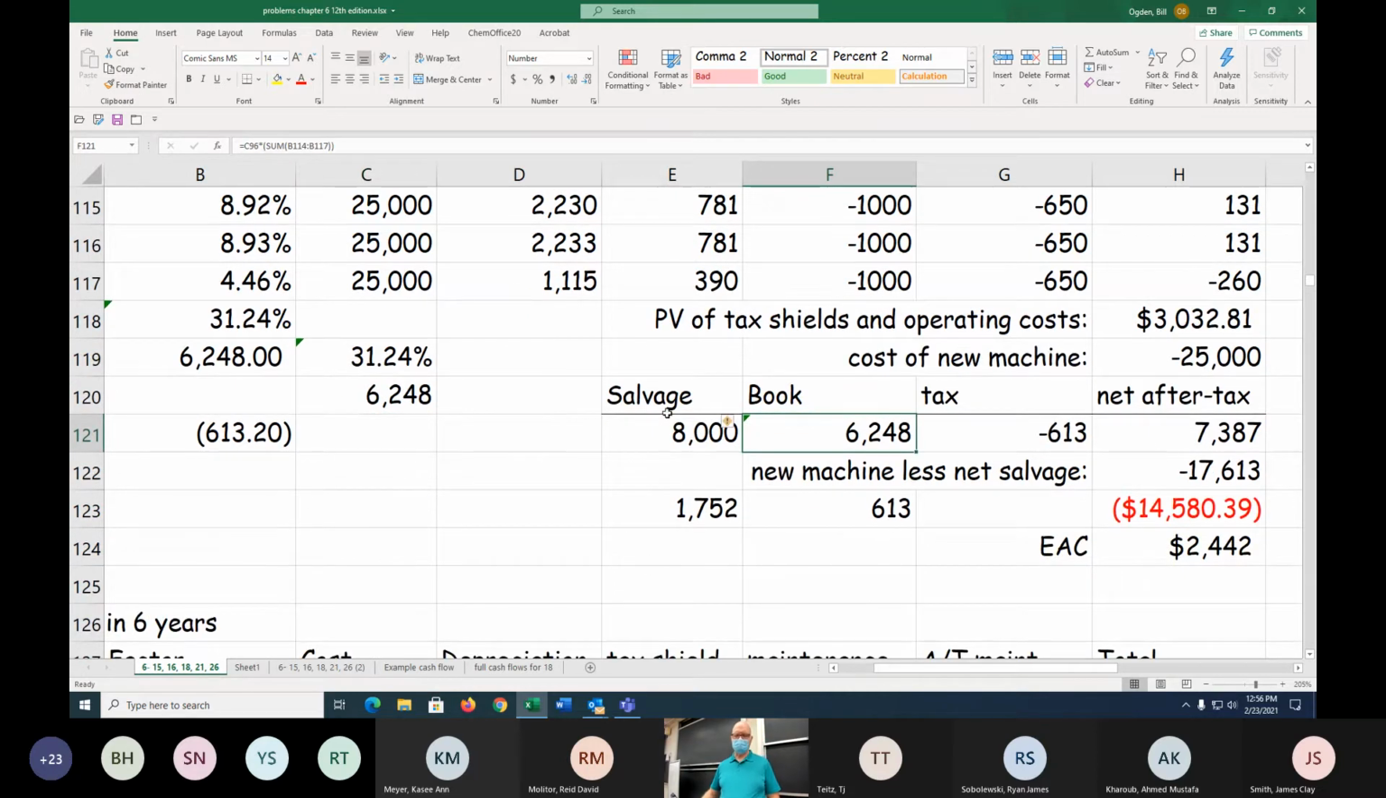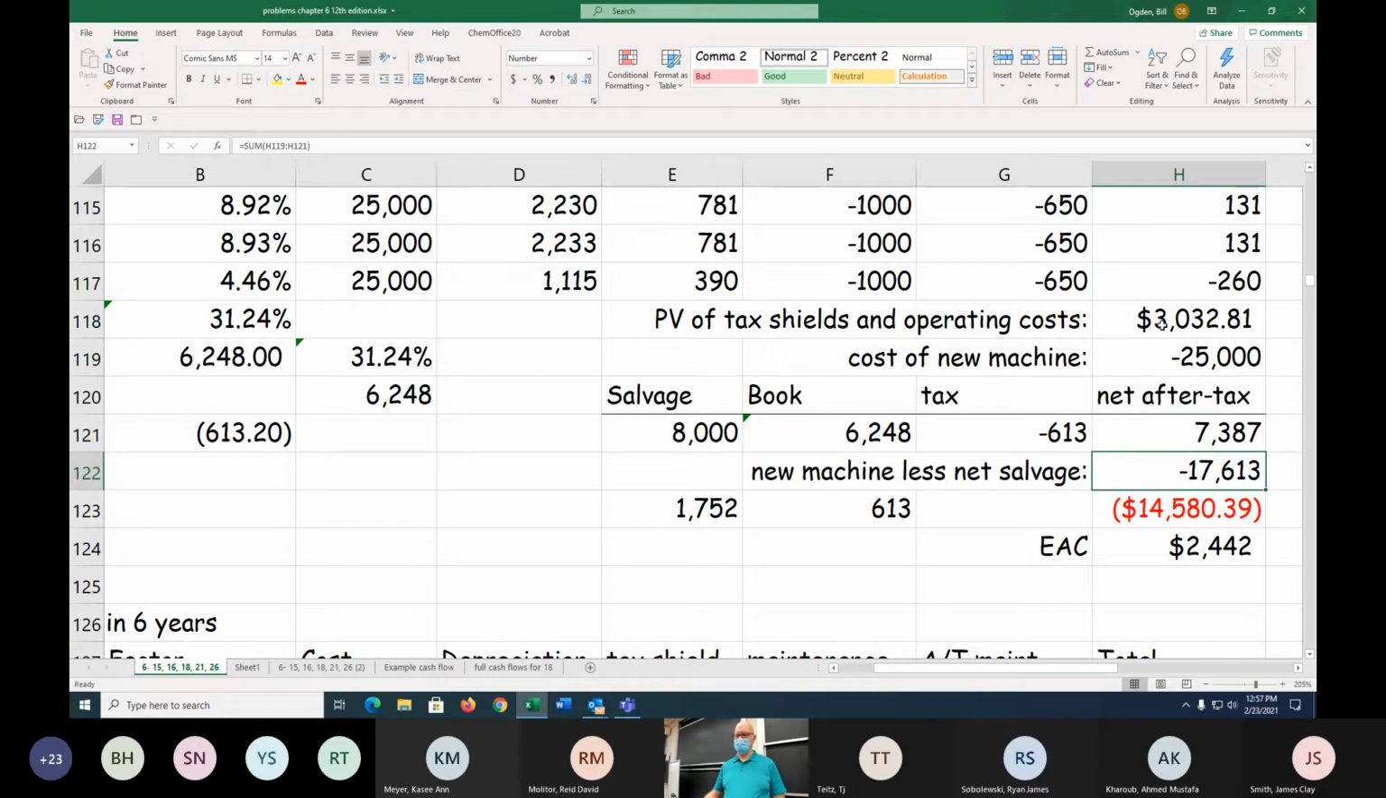Okay, so I have the salvage of the old copier is 8,000. The book is 6248. That would give me a cash tax flow of 613. I took that right out of the 8. So I took the 8,000, subtracted 613. That gave me this number. So then I netted the salvage out of the cost of the new copier. That gave me this number.